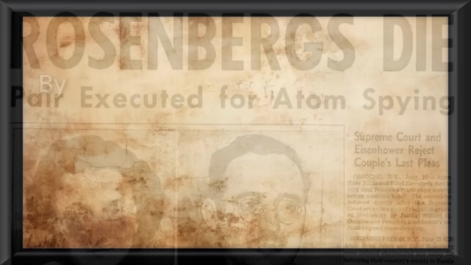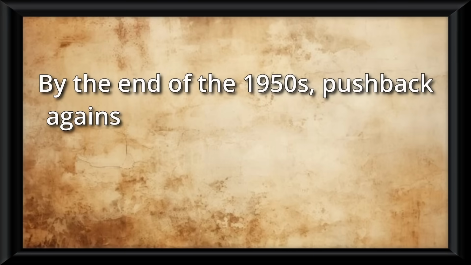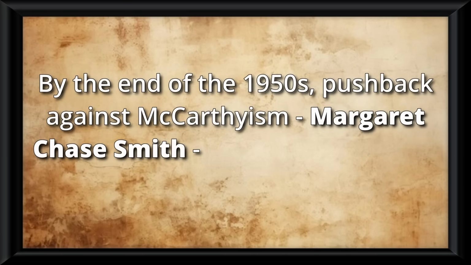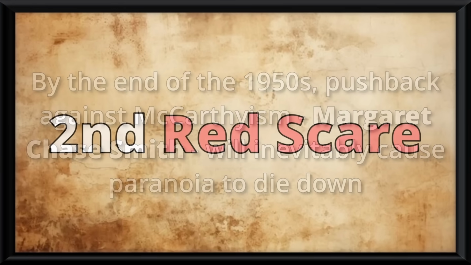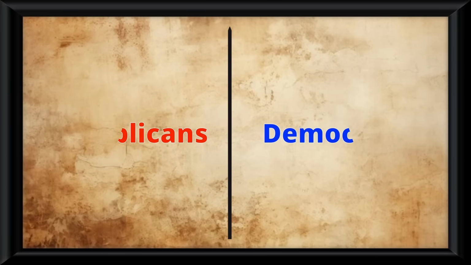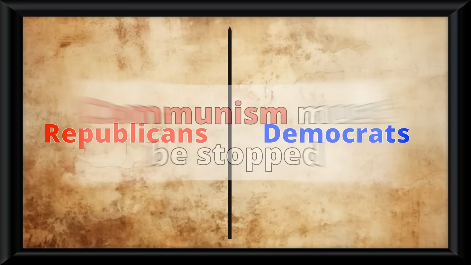But moving on, by the end of the 50s, pushback against McCarthyism, such as criticism by Margaret Chase Smith, will inevitably cause paranoia to die down, and the whole Red Scare by the end of the 50s will essentially dissipate. But just remember, even though people argued about methods, both political parties in this era agree that communism must be stopped. So World War II is over.